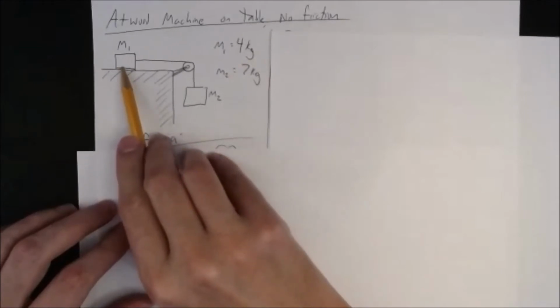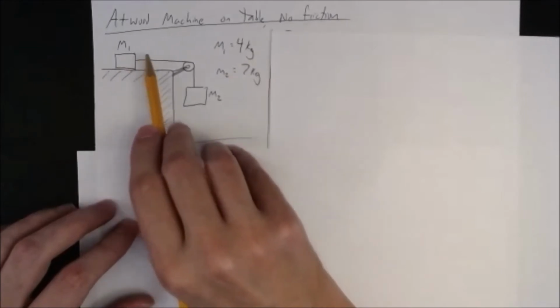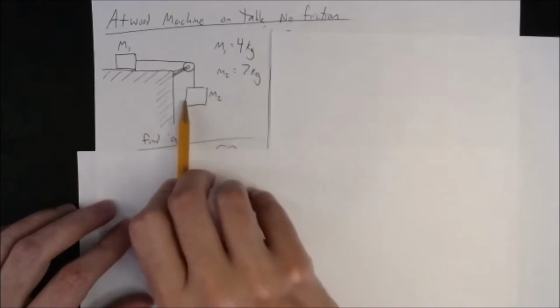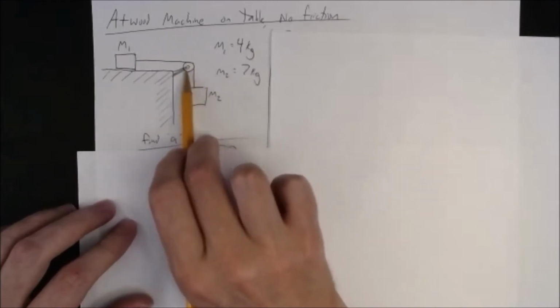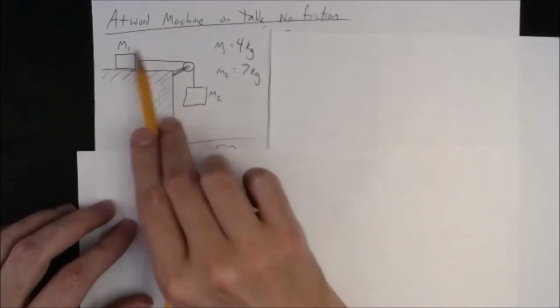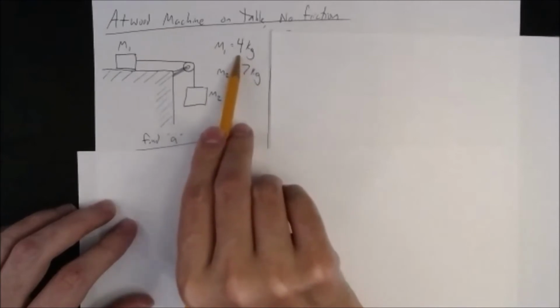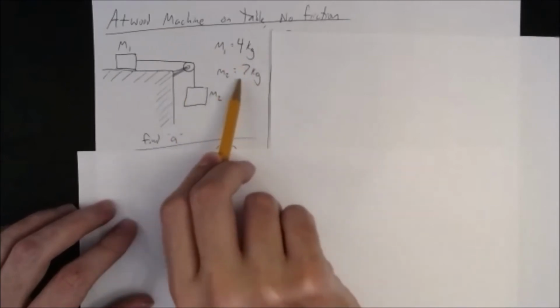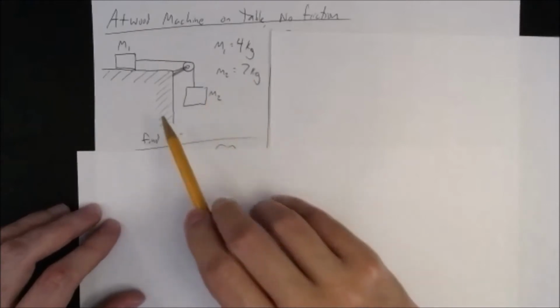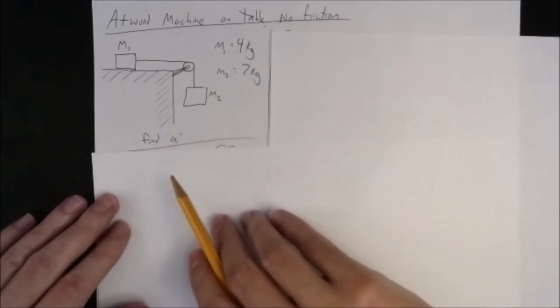We've got a mass on a table connected to another mass hanging off the table via a pulley. There's a pulley right there. The first mass has 4 kilograms of mass. The second mass is 7 kilograms. We need to find the acceleration, assuming that there's no friction.